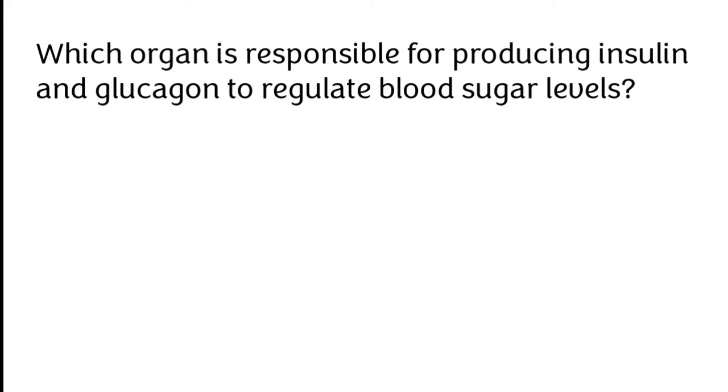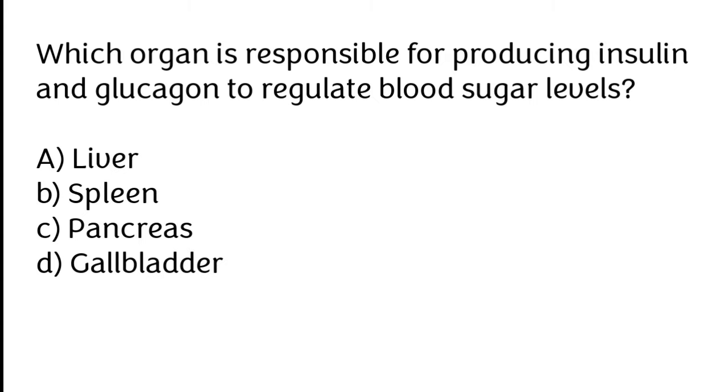Which organ is responsible for producing insulin and glucagon to regulate blood sugar levels? Liver, spleen, pancreas, gallbladder. The correct answer is option C. The pancreas is responsible for producing insulin and glucagon to regulate blood sugar levels.